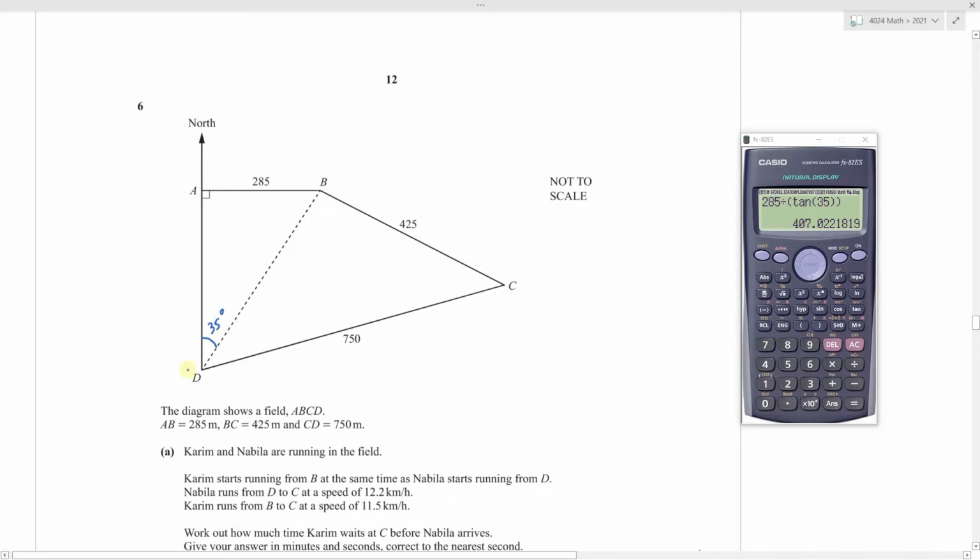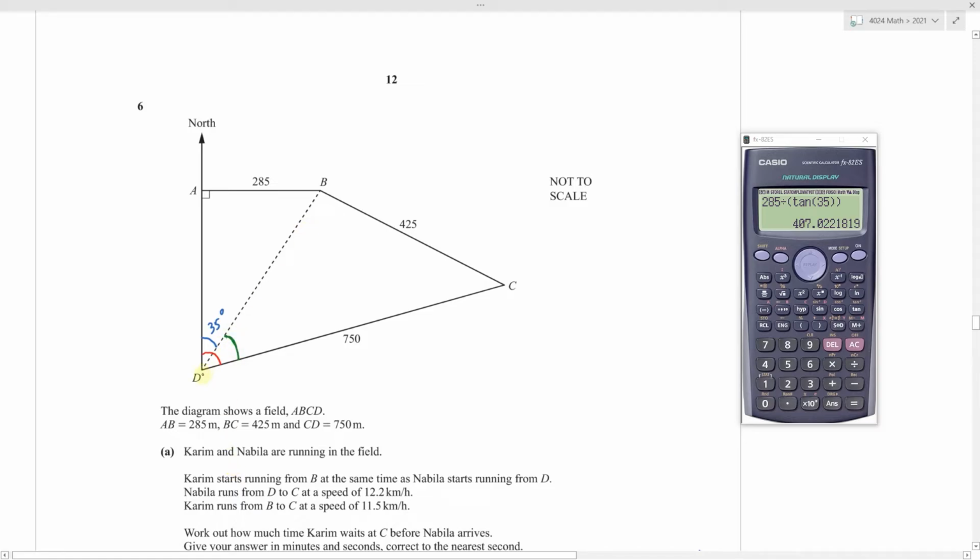Bearing of C from D is this angle here. So I know this is 35. If I can find the rest of this angle, this plus this will be this full bearing. So how can I calculate this?